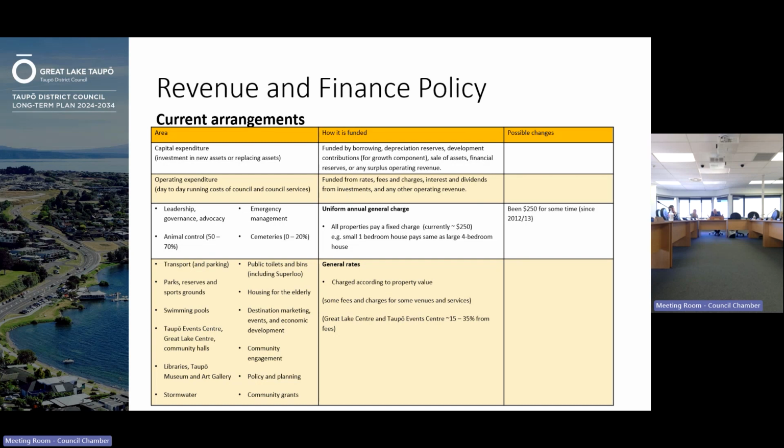The UAGC in Whakatane was about 286 or close to 300. So in our space, same principle: the things that everyone benefits from equally. We've got emergency management, of course, that's everyone. And then leadership, governance, advocacy, where we act on behalf of everyone.